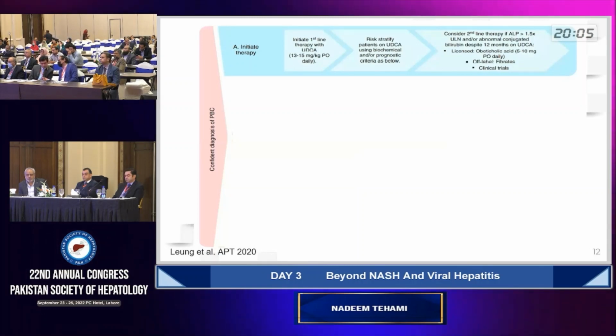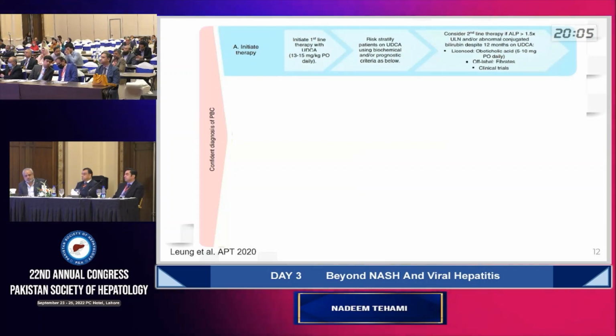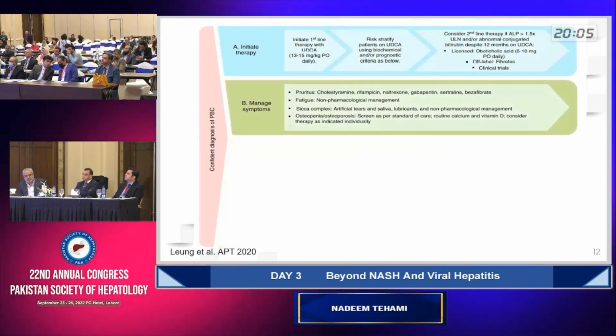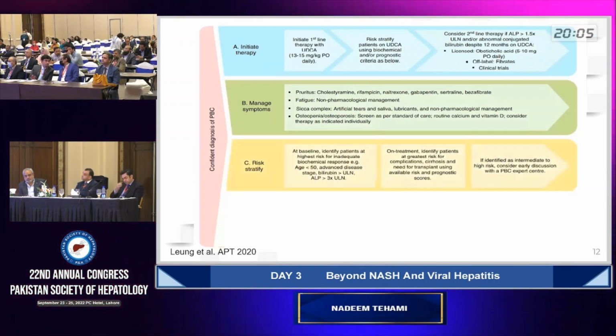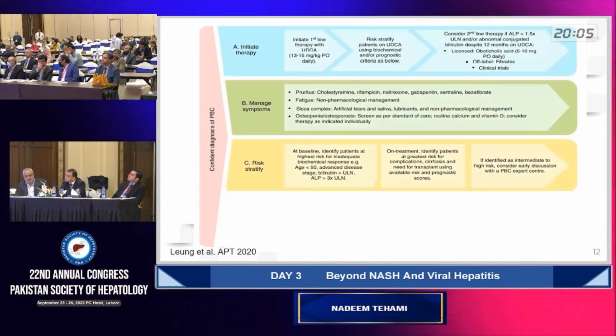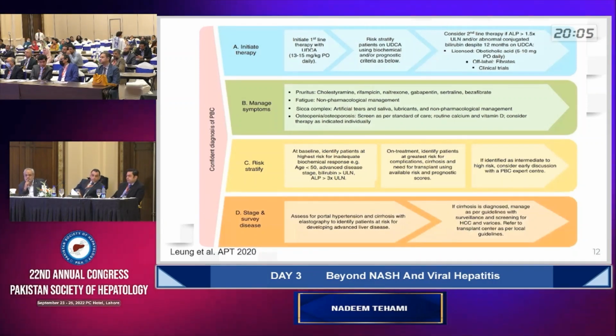It's really important that they are started on the appropriate dose of ursodeoxycholic acid, which is 13 to 15 milligram per kilogram body weight. If they do not respond, then the second line available treatments such as obeticholic acid or bezafibrates could all be considered based on the risk stratification and scoring. We want to manage their symptoms actively to prevent complications and ensure that our patients are able to enjoy a decent quality of life. Then risk stratification is important because the complications can significantly impair a person's quality of life, and accordingly these can be staged, and the disease can be surveyed.